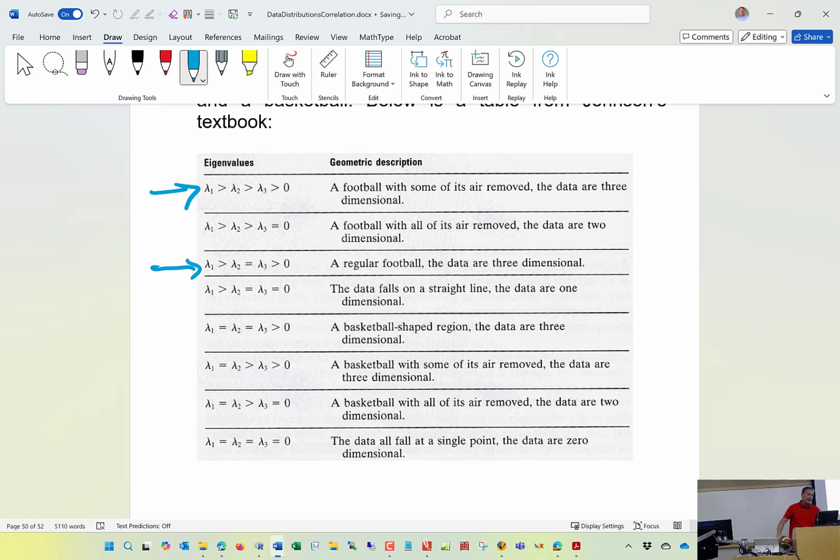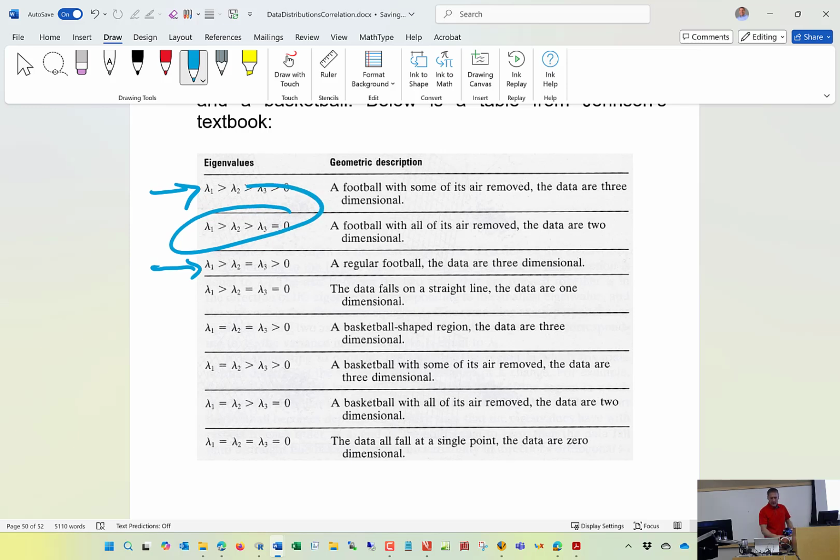And then if I, let's say, were to somehow squeeze all the air out, and I'm not going to do that with this, but instead I got this kind of a Nerf football here. So let's say I flatten this out completely. So I have no variability in one direction. That's going to mean my lambda 3 is going to be 0. And that corresponds to this.